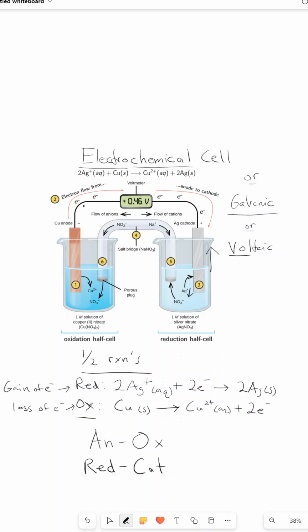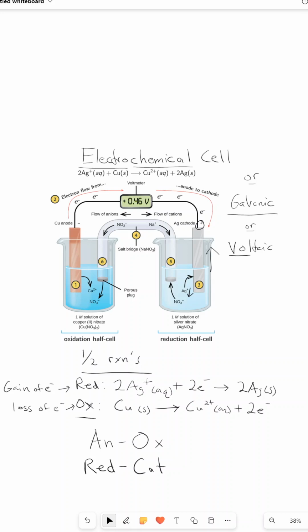Into the cable, right? Step 2, electron flow from anode to cathode. Electrons are negatively charged, right? So because this is the source of our negative charge, that is negative. Where does it go? To the positive charge.